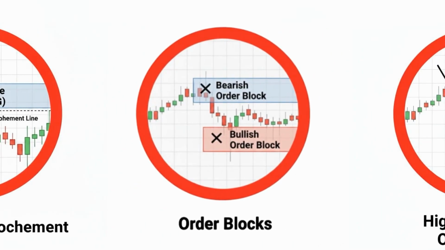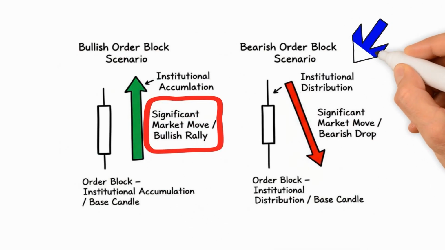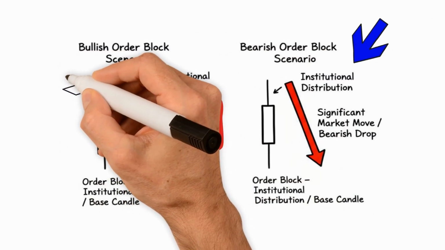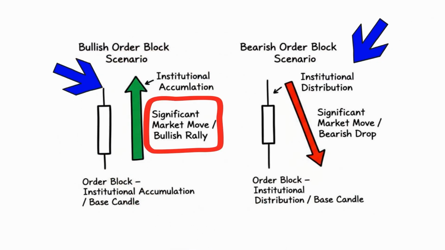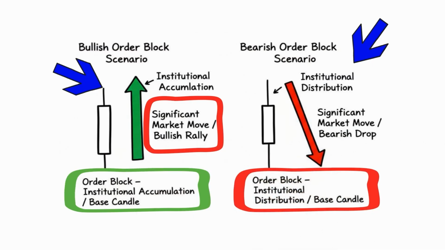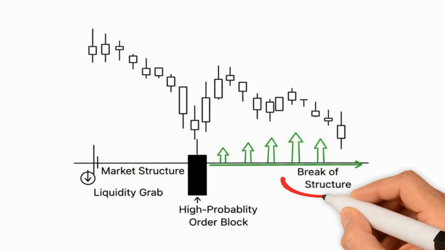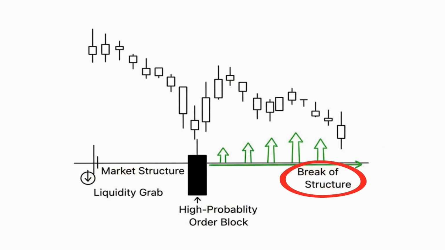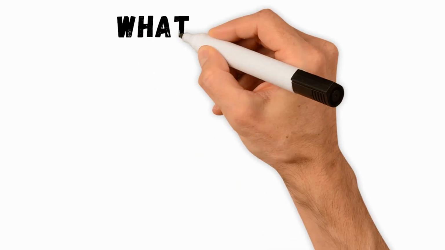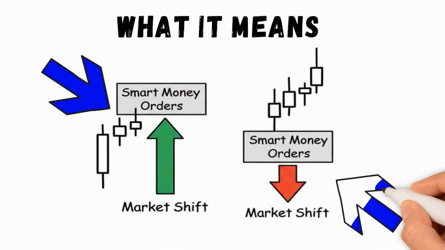Order blocks. An order block is the last opposing candle before a significant market move, typically a bearish candle before a bullish rally or a bullish candle before a bearish drop. These candles represent institutional accumulation or distribution. High probability order blocks have large bodies and lead to breaks of structure after sweeping liquidity. What it means: these zones are where smart money placed orders before a major shift.